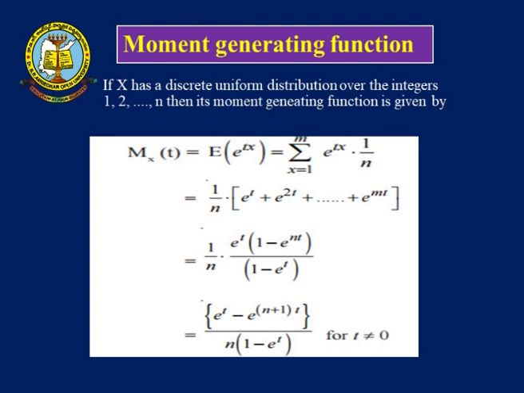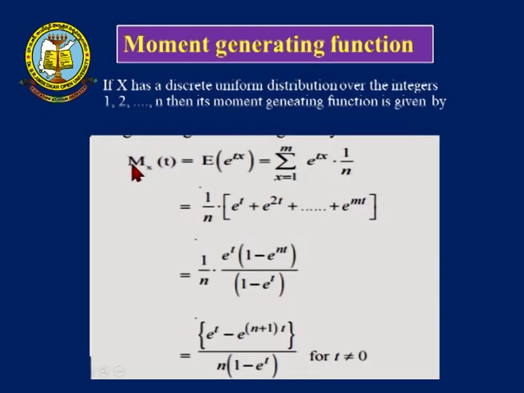So, the moment generating function is defined by which notation? The first letter is M, so we can represent it by M only. X is the variable, so we write it as M suffix X, as a function of t, that is M_X(t). M_X(t) is equal to the expectation of e to the power of tX.